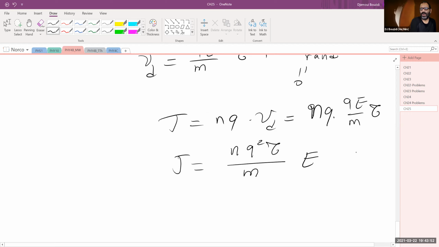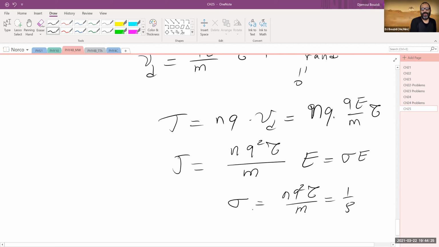This is exactly similar to the expression that I wrote earlier, sigma E, where sigma, this is Mr. Ohm's law. So sigma in this approach is just N Q squared tau over M. Obviously, the longer the time, the higher sigma is. The conductivity is good. The less tau is, the poorer sigma is, the more resistive the material is. This is the same thing as one over rho, by the way. The more massive the particles are, the less sigma is.